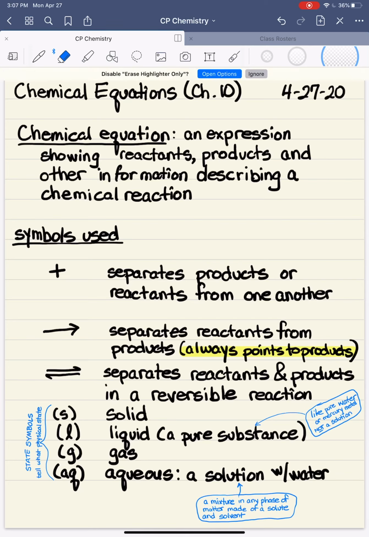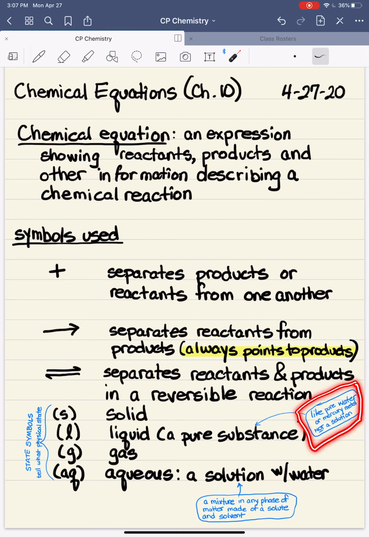Now, liquid is something different from a solution. Most of the liquids we come in contact with in our daily lives are actually solutions. But the l for liquid means a pure substance like pure water or mercury metal. It is not a solution. H2O with the state symbol l as a subscript means it's pure water molecules with nothing else dissolved in it.